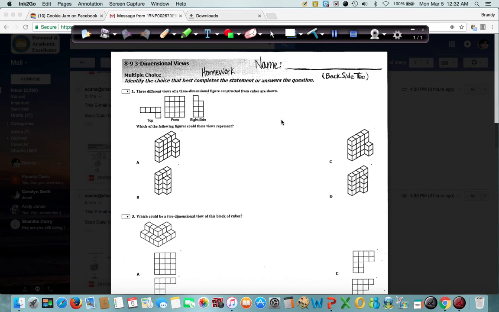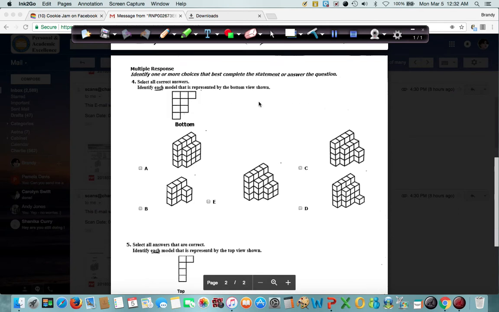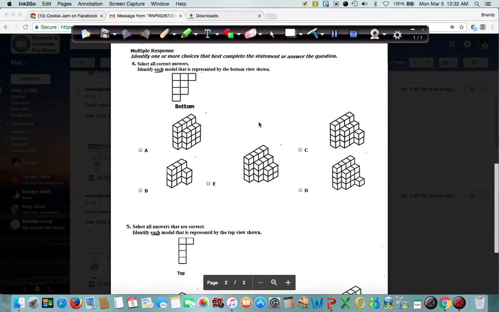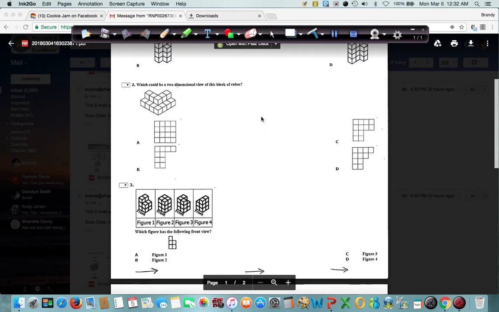Hello. Tonight's homework, 8 and 9, that's the SOL, three-dimensional views. Okay, there's a front side and a back side, but only 5 questions. Just with all the pictures, it takes up a little more space.